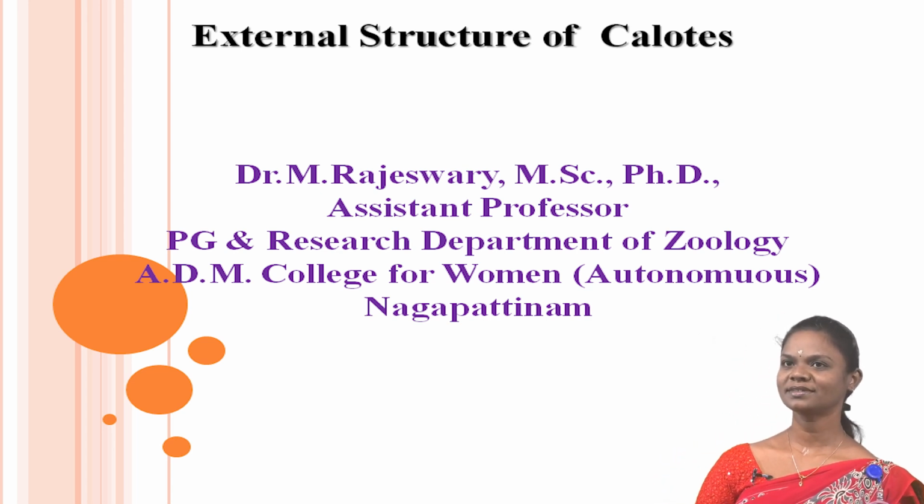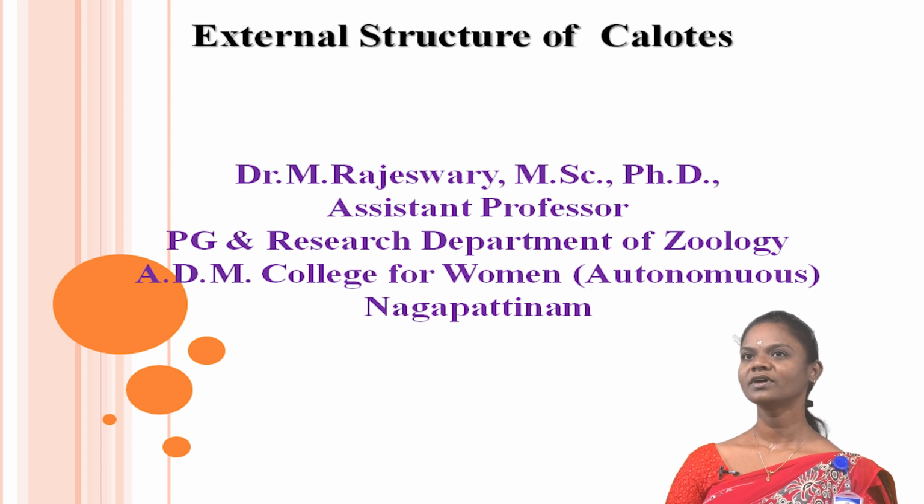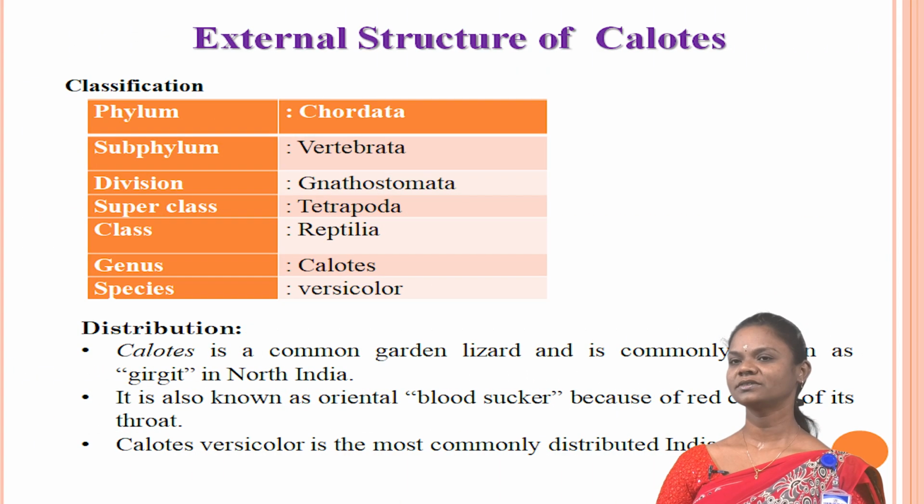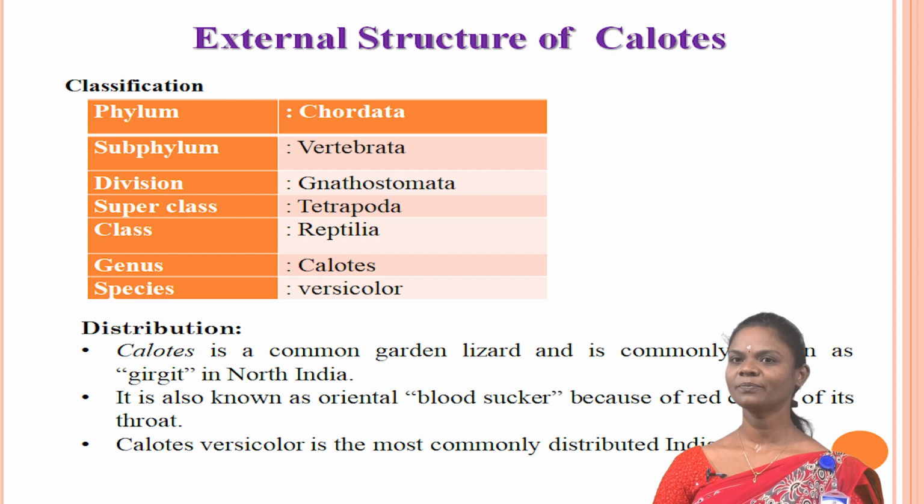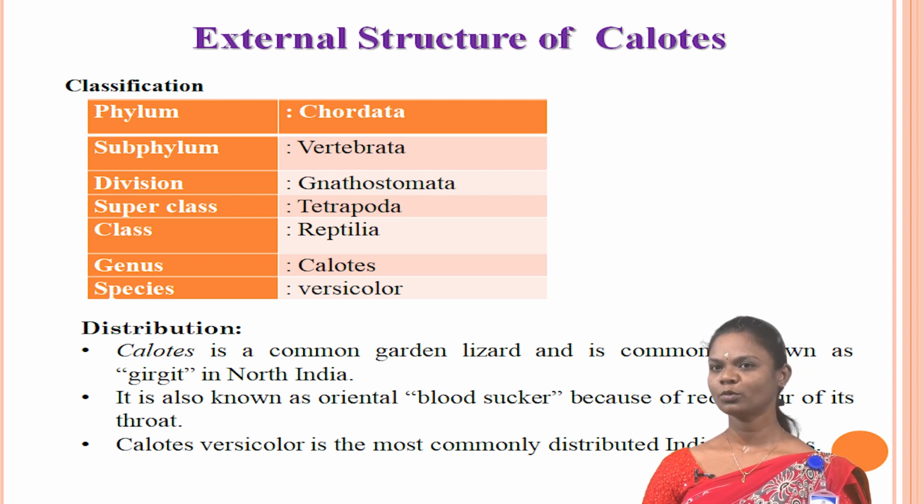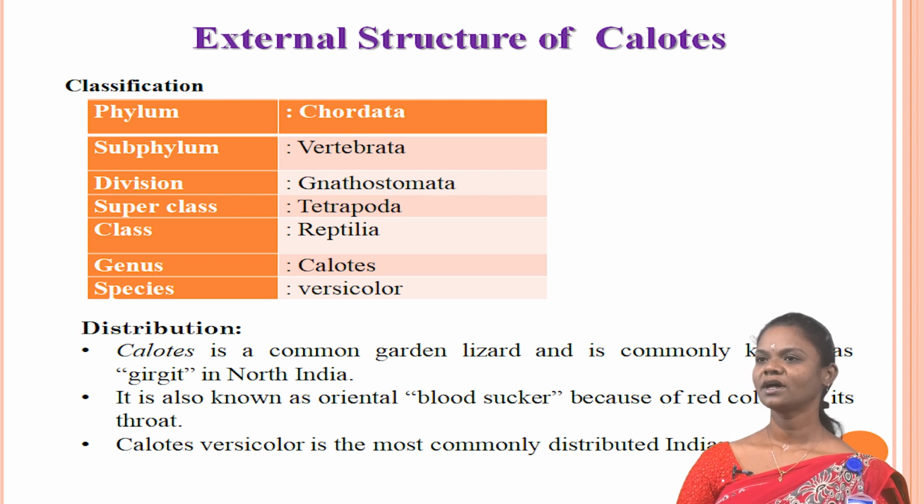Today we are discussing the external structure of Calotes. Classification: phylum Chordata, subphylum Vertebrata, division Gnathostomata, class Reptilia, genus Calotes, species versicolor.